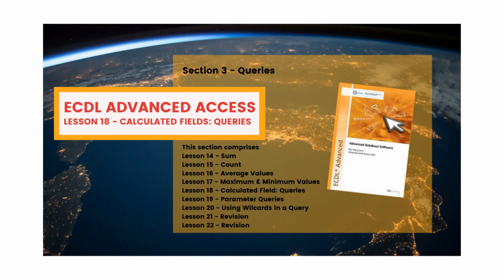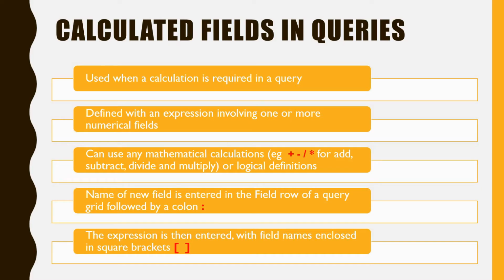ECDL Advanced Access Lesson 18: Calculated Fields within Queries. When a calculation is required in a query based on the contents of one or more of the available fields, a calculated field may be used. This is a field that the user creates to display the results of a calculation defined with an expression. The expression may involve one or more numerical fields and involve any mathematical calculations or logical definitions.